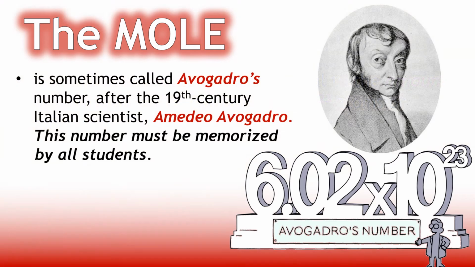Now, the number itself is sometimes called Avogadro's number. It's named after 19th century Italian scientist Amedeo Avogadro. He didn't come up with the number himself, but he was so famous for his work with gas laws that involves tiny little particles that once this number was determined, they decided to name it after him. It's very important and it's part of the metric system. We use it all the time in chemistry. And so you must memorize this number, 6.02 times 10 to the 23rd.